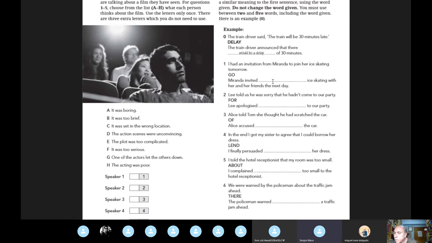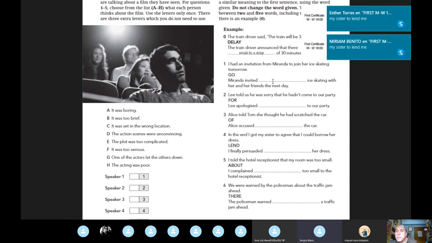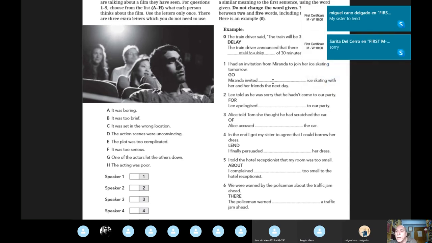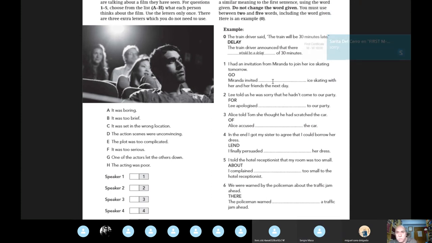My sister to lend me, is possible. My sister to lend me Esther, my sister to lend me Miriam, Alex, similar, my sister to lend me. Sarita, be careful, it's not my, it's to lend me, not my. My sister to lend, well, the answer is the answer you wrote, exactly. I finally persuaded my sister to lend me her dress. Me is very important.